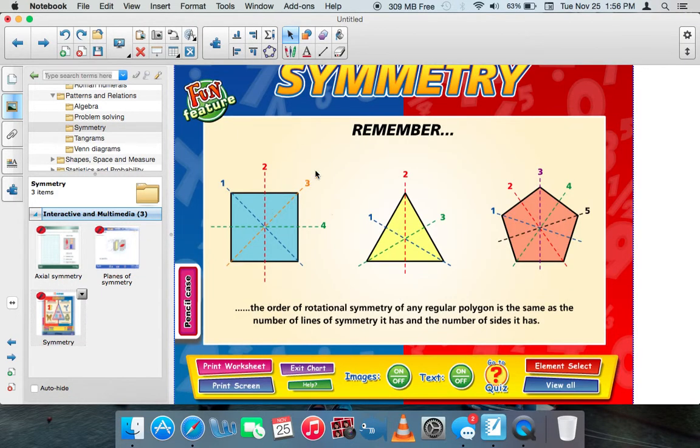Remember, the order of rotational symmetry of any regular polygon is the same as the number of lines of symmetry it has and the number of sides it has. So the number of lines of symmetry and the number of sides it has are equal. That's how you find the lines of symmetry. So if a square has 4 sides, there will be 4 lines of symmetry. That's what it shows here: 4 sides on a square, and there's 4 lines of symmetry.